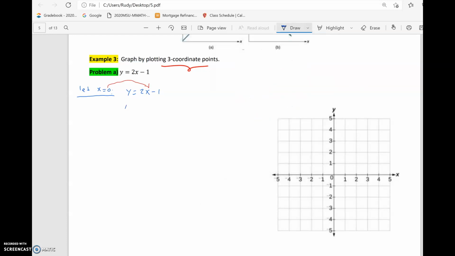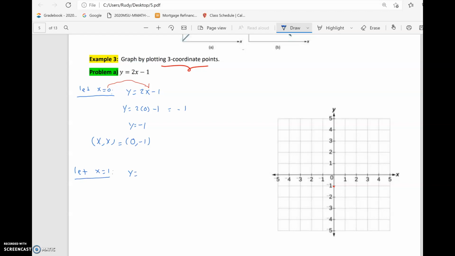And this is going to give us y is equal to 2 times 0 minus 1, or negative 1. So y is equal to negative 1. Your coordinate point that we're going to be using is 0 comma negative 1. And let me plot it here. That's going to be the first one. Let's just use a positive value. So for the second point, let's use x is equal to 1.